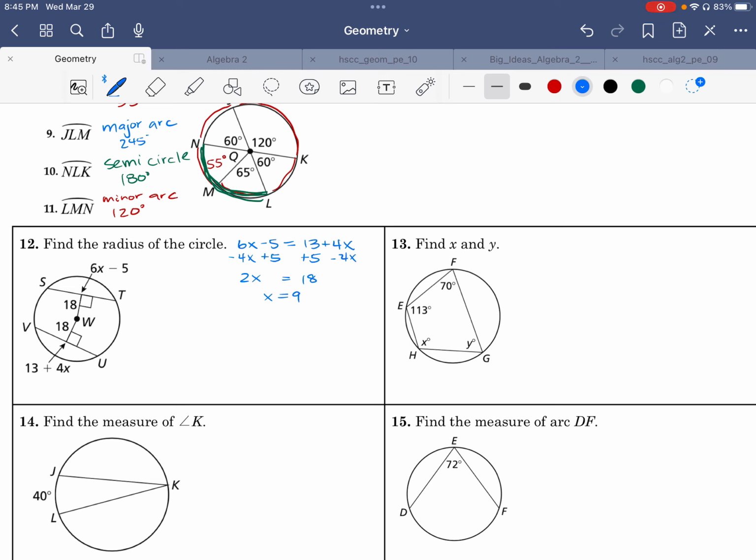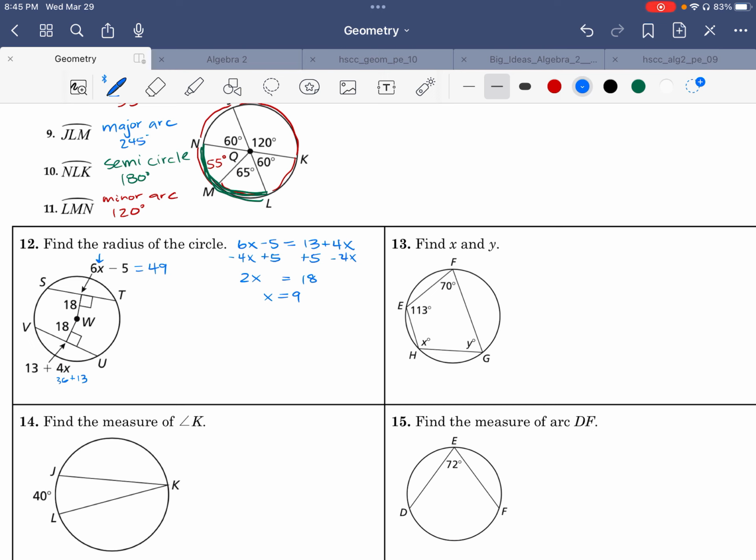So I'm going to take the 9, I'm going to plug it back in. 6 times 9 is 54. Take away 5, and that's going to give us 49, I think. I'm going to double check my answer here. So I'm going to take the 9, plug it in. 9 times 4 is 36. 36 plus 13. Oh my gosh, this is an ugly problem. We get 49 for sure. Now the reason why this problem's ugly is because we're about to cut this thing in half.